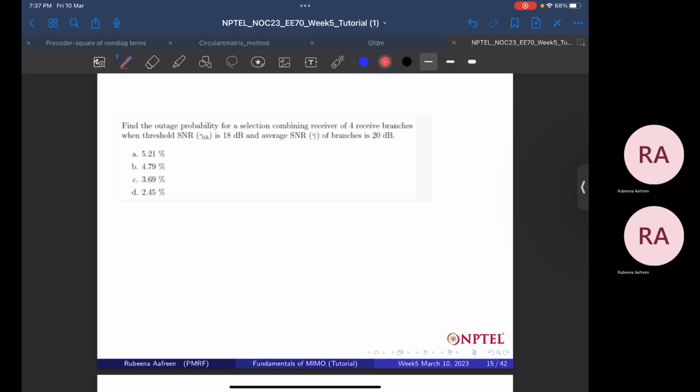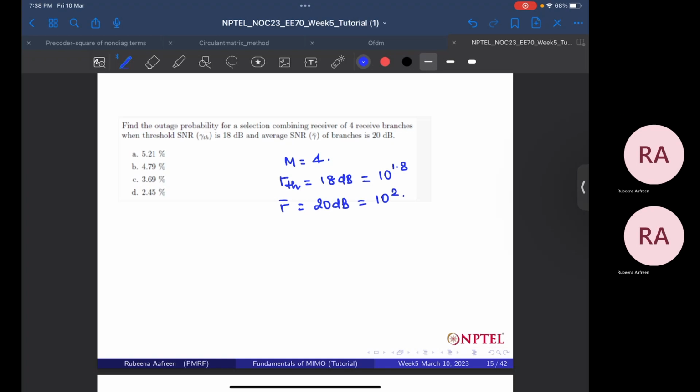Now in this question it is asked that we have a selection combining receiver again and we have 4 receive branches. Okay. So 4 receive branches means M is 4, right? Then the threshold SNR is 18 dB. We will always convert this into linear scale, right? So this is 10 to the power 1.8. And then the average SNR of the branches is 20 dB. So this is 10 to the power 2.